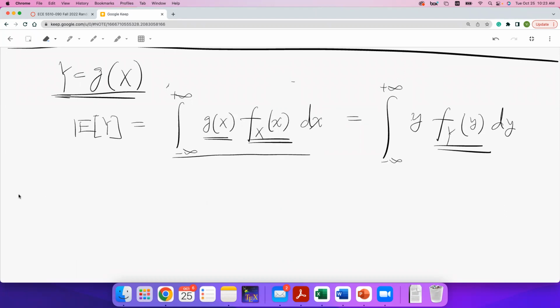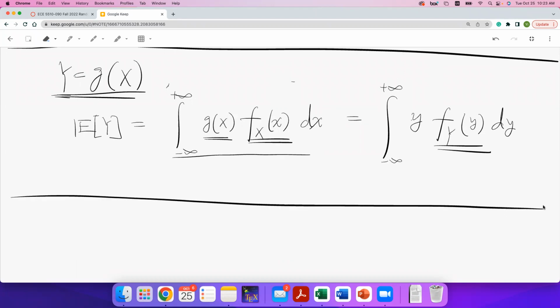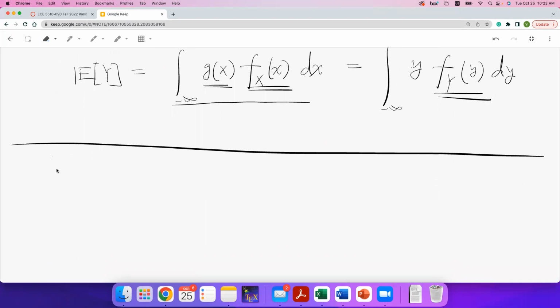Now, for example, we can consider this function y equals g(x). Consider this random variable. This g is defined as follows. This is a transformation. And this function g is basically subtracting the mean from this random variable and then taking the square.